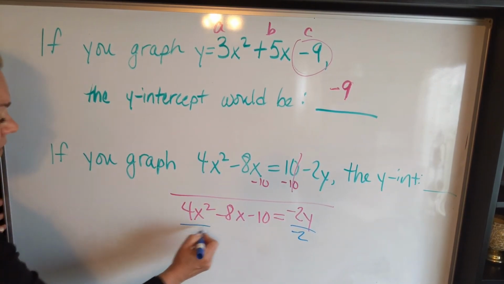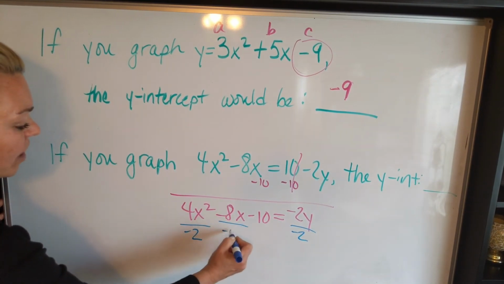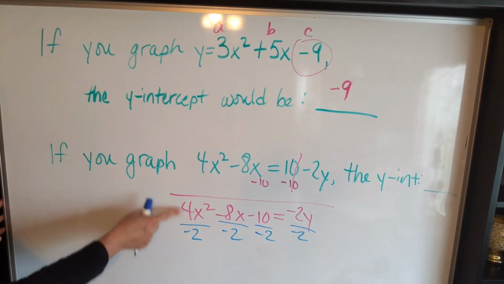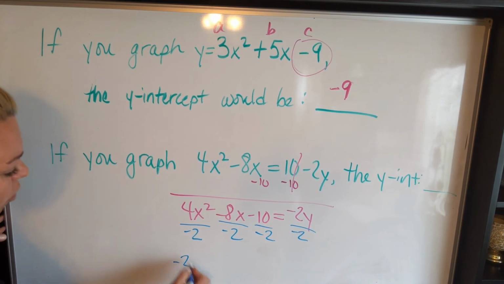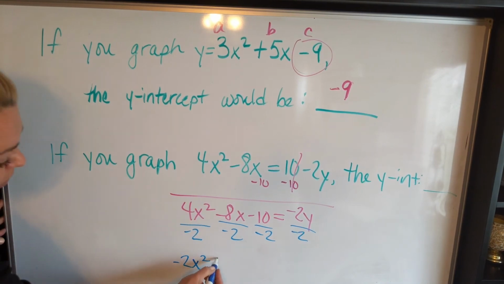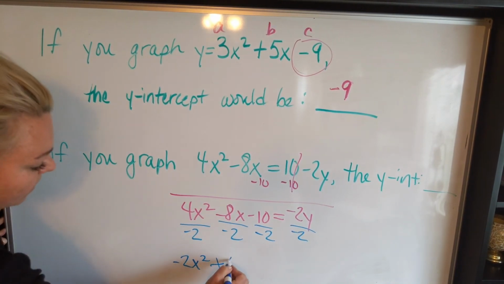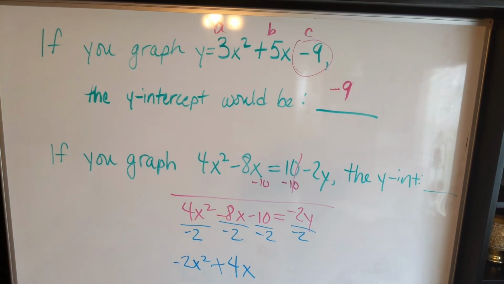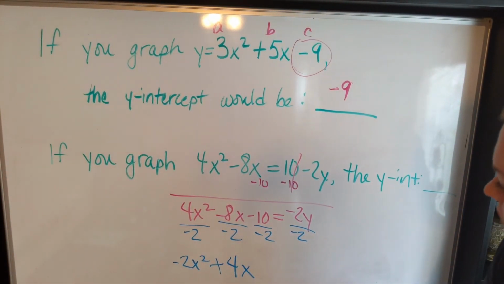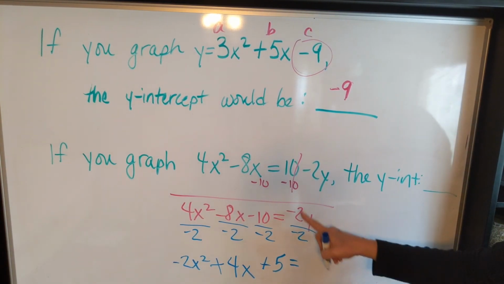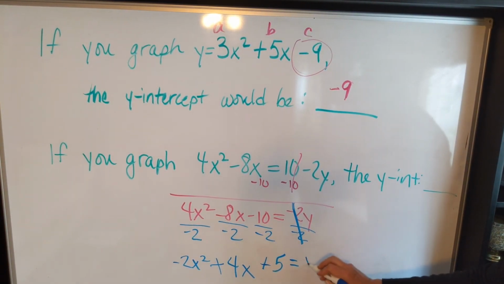And when I divide by this negative 2 on the left-hand side, each and every term has to be divided by negative 2. That makes this term right here, 4 divided by negative 2, negative 2, and of course the x squared is still there. This term would be a negative divided by a negative, which will give me a positive, and 8 divided by 2 is 4, and that x is still there. And then that last term, negative 10 divided by negative 2, gives me a positive, and 10 divided by 2 is 5. And now negative 2 divided by negative 2 cancels out, it's a 1, and the y is alone.